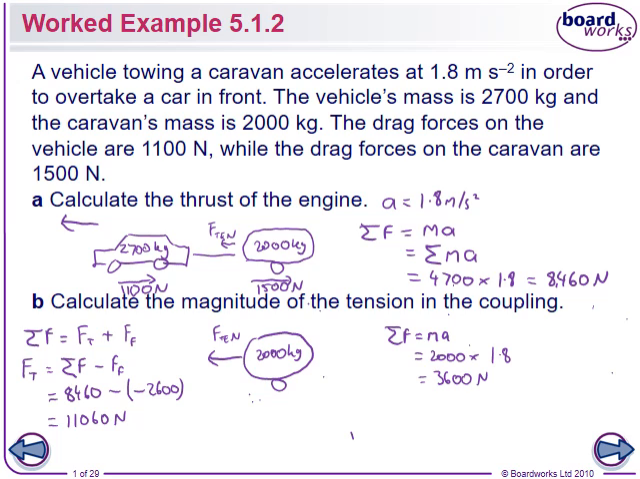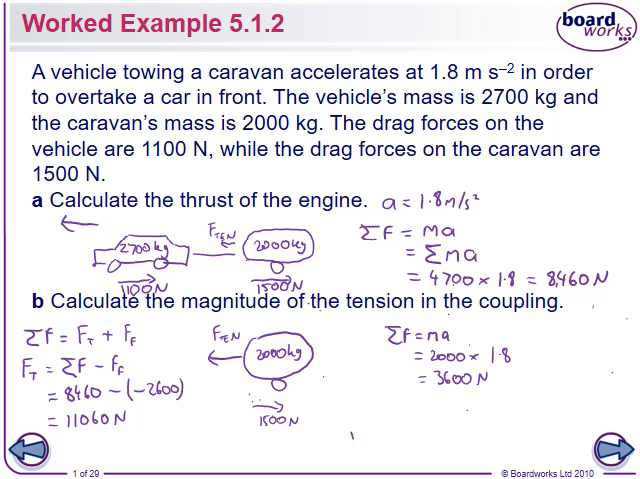So anytime you have a tension question, ignore what's doing the pulling and just look at what is being pulled. Okay, that's the best way to do these things for tension. Ignore what is doing the pulling, just look at what is being pulled. Okay, so our caravan is being pulled, and it has a net force of 3,600 newtons, but we also have this 1,500 newtons working against it.